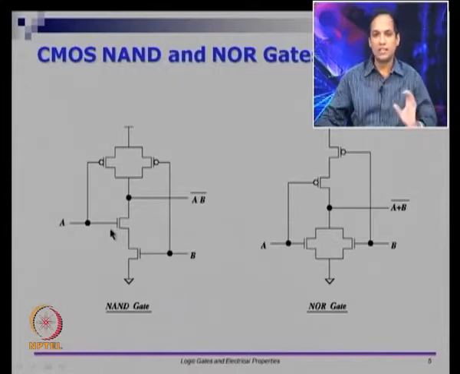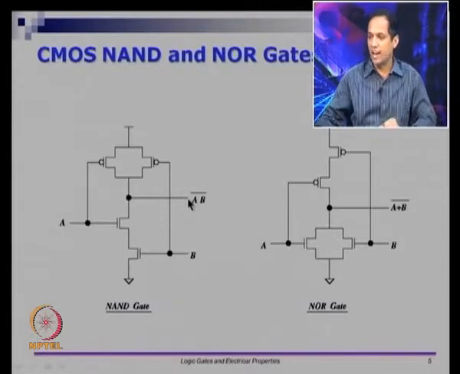So, essentially what we have is if both the inputs are 1, then these two transistors in series are on and you will have discharge, otherwise you will charge it to 1. So, this is the case for a NAND device.